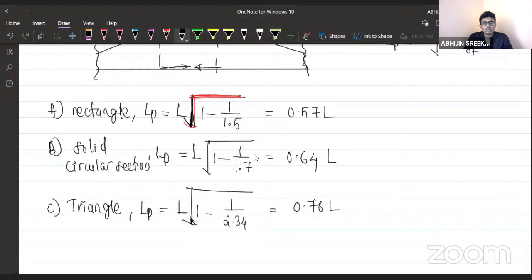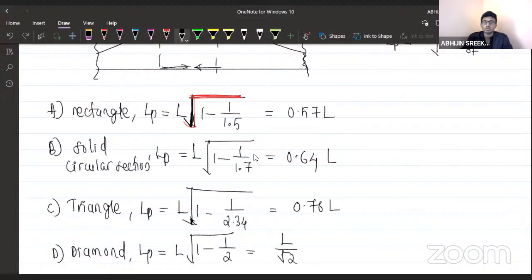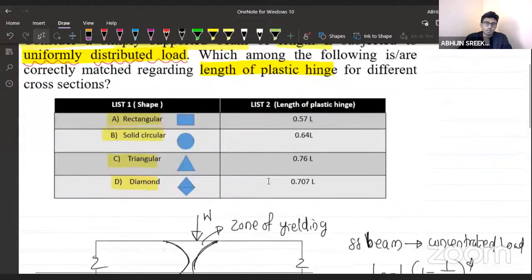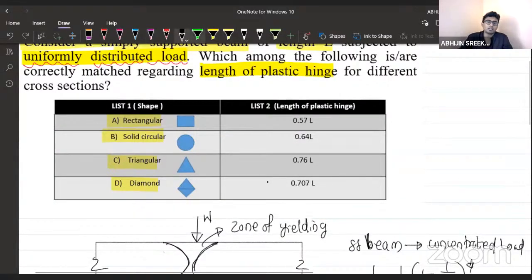Exactly. Very good, Kasturidas. And finally, for the diamond section, the length of the plastic hinge is equal to L root of 1 minus 1 by 2, which will be equal to L by root 2, equal to 0.707 L. Right. So if you look at the options, you can find that all the options are correct. A, B, C, D, all are correct.